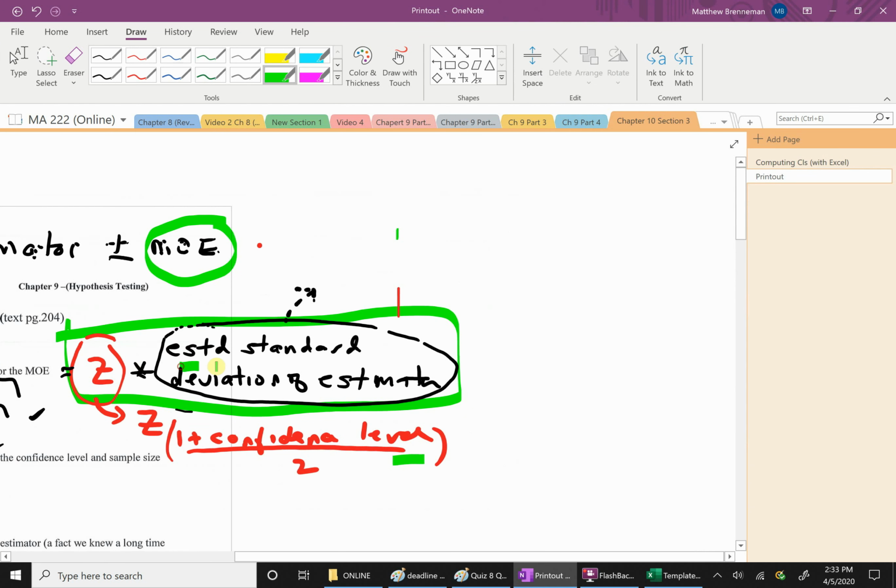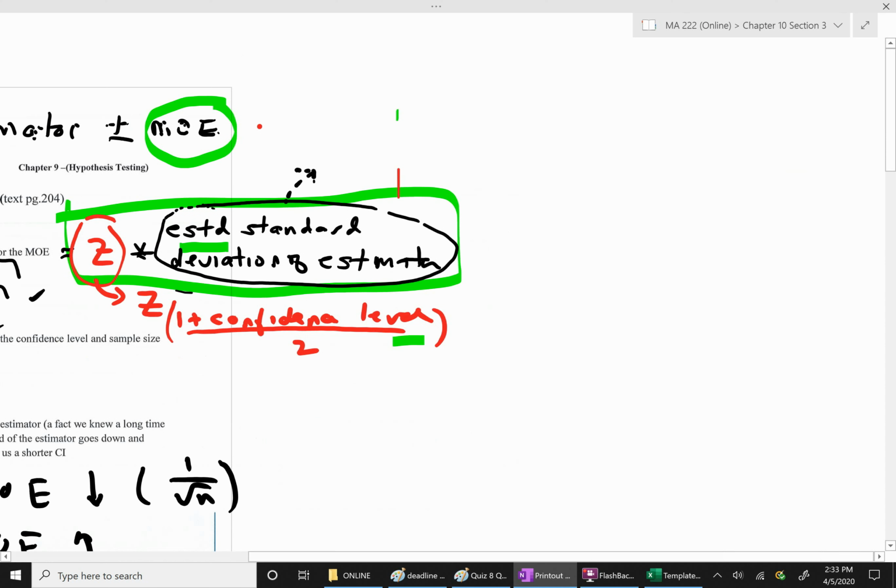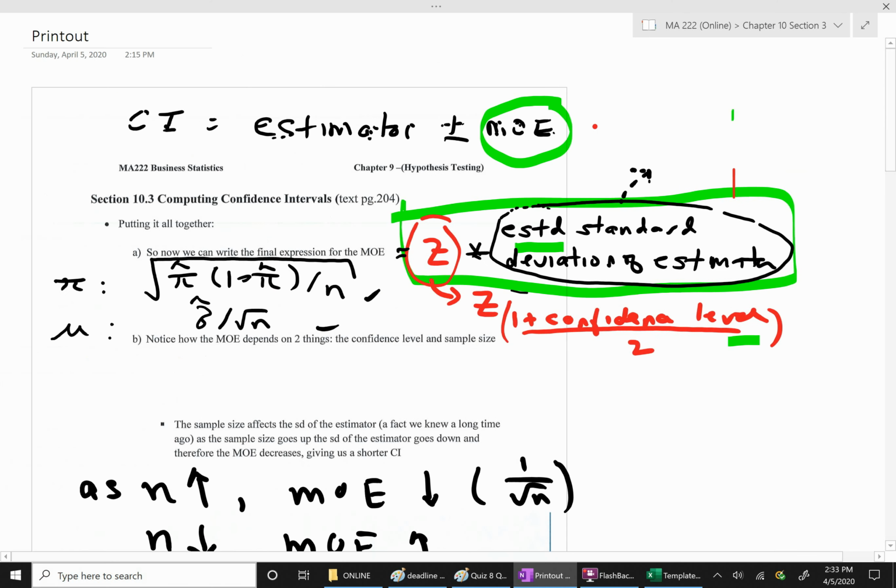So notice the word estimated here. The central limit theorem tells us what they are exactly. The problem is that we have to know a lot of information about the population parameter to get the exact standard deviation. So instead we get the estimated.